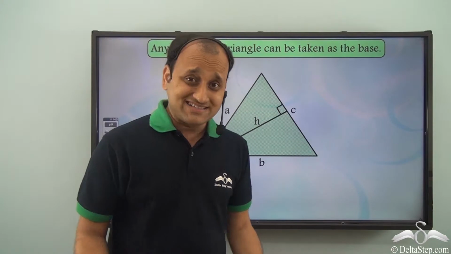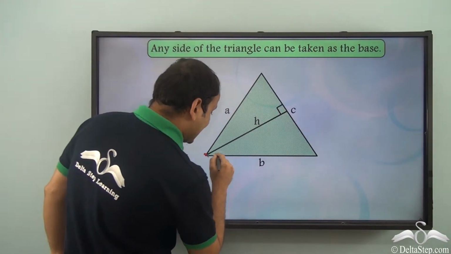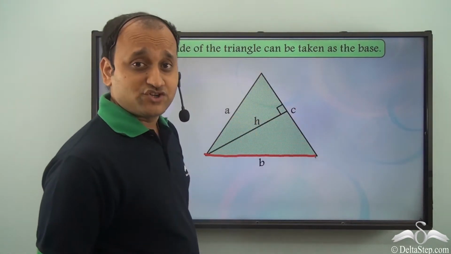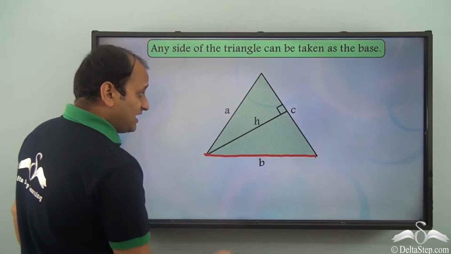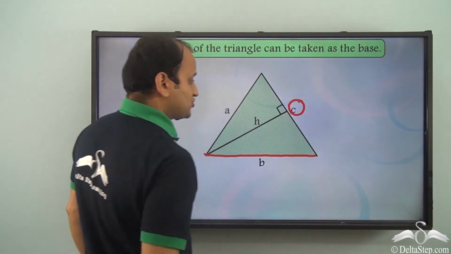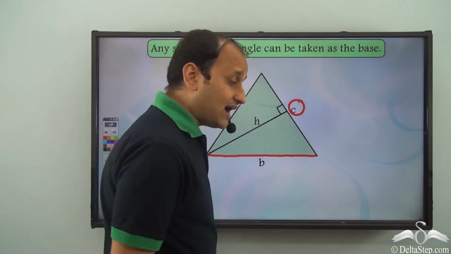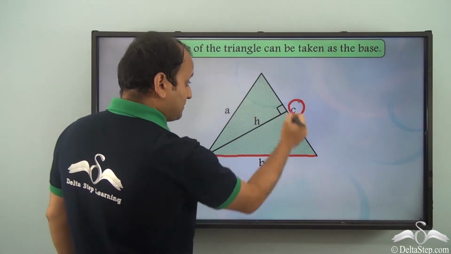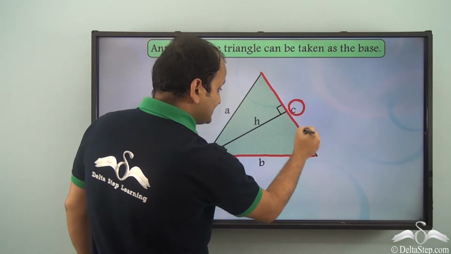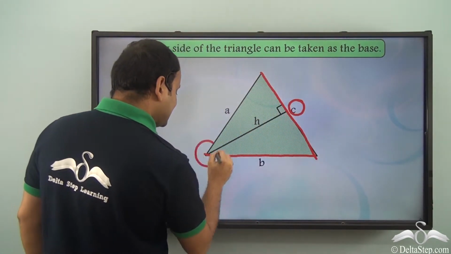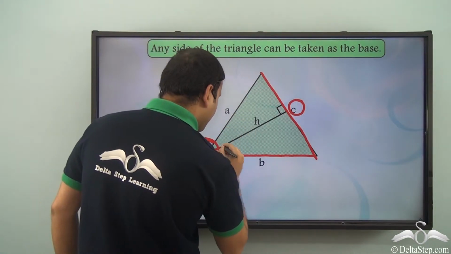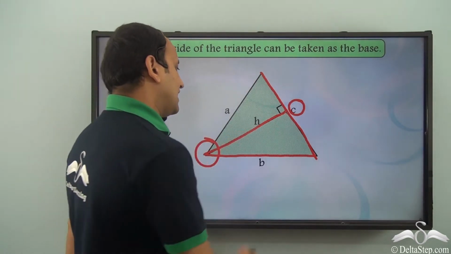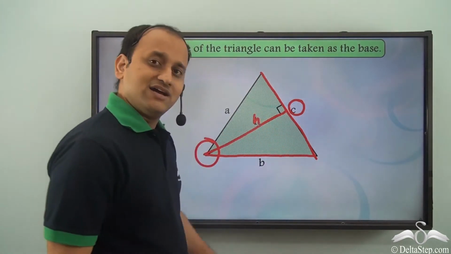Now, it is not necessary always that this side has to be base. In fact, you can take any side as the base of the triangle. So, instead of B, if I take C as the base of the triangle, then how do you calculate the height? Well, you drop a perpendicular from the opposite vertex of the base. So, in this case, you have taken this as the base. So, the opposite vertex is this. So, you drop a perpendicular from this particular vertex, and again you get height of the triangle.